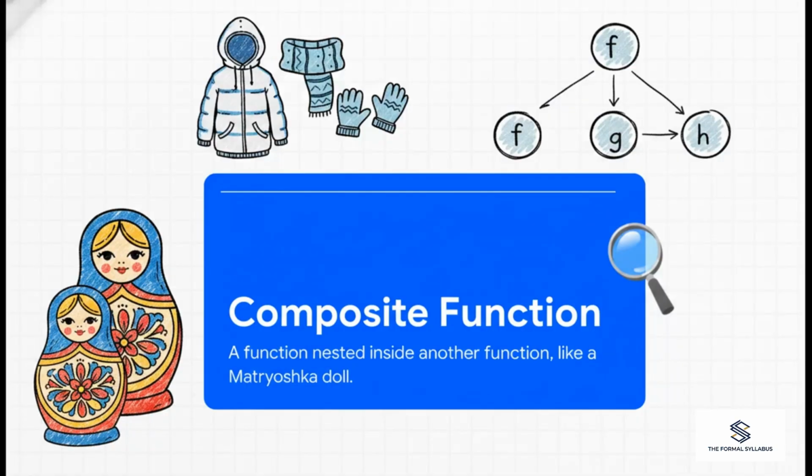So whether you visualize it as winter layers or, say, a Russian nesting doll, the core idea is identical. A composite function simply means one mathematical operation is acting as the direct input for another. Picture a visual function tree, where the results of one calculation immediately become the starting data for the next. That exact nesting is what makes a function composite.